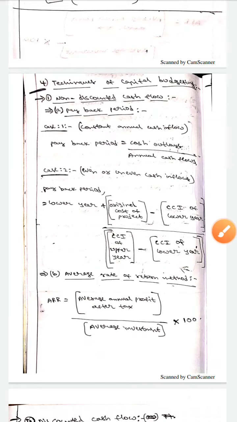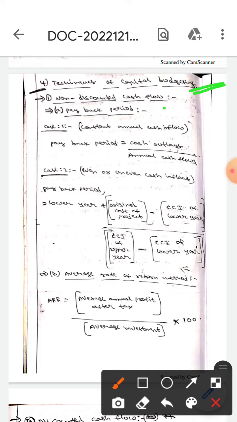Today we are here to discuss techniques of capital budgeting. In that, the first one is non-discounted cash flow. In non-discounted cash flow, there are two types. They are payback method and also average rate of return method. Let's first discuss the payback method.